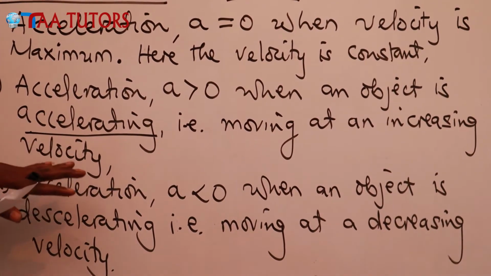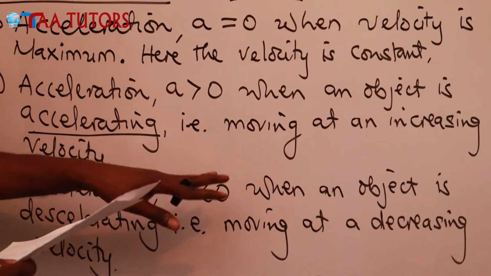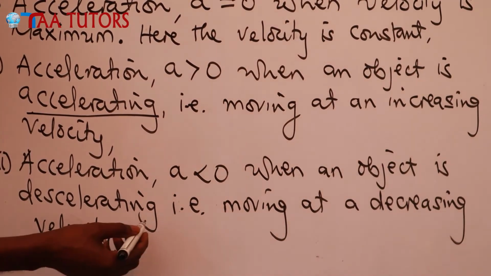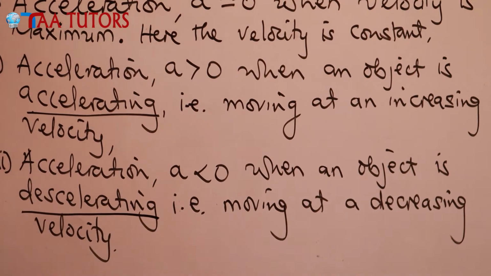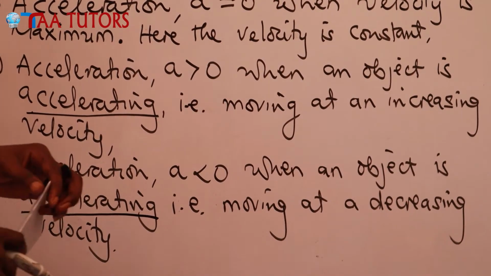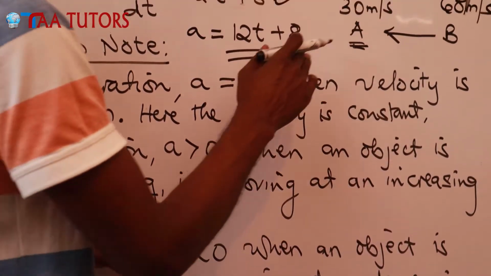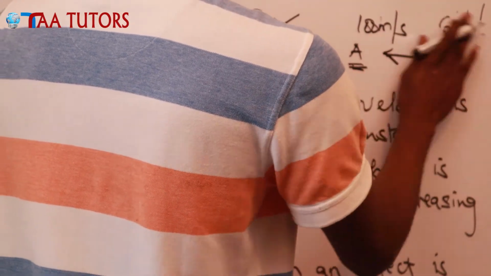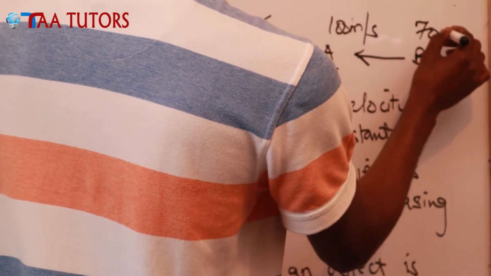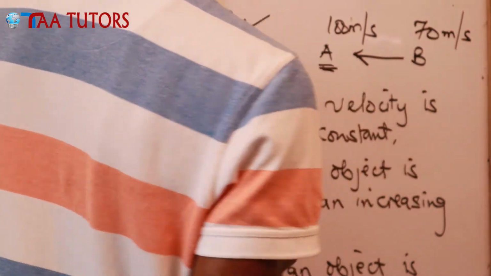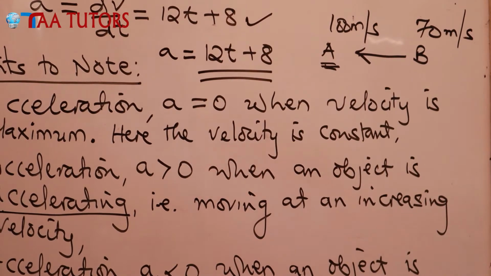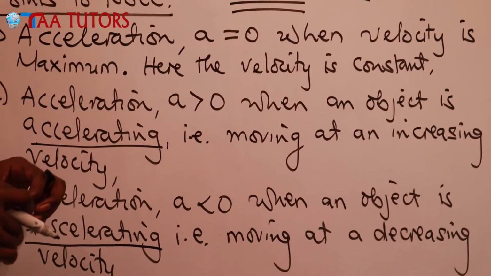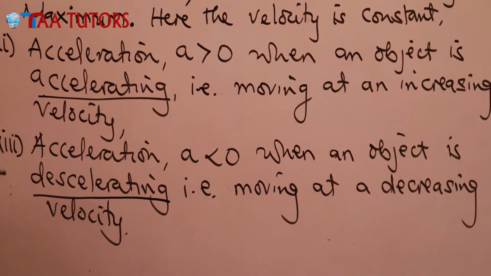On the other side, when the acceleration is less than 0, a is less than 0, then the object is decelerating. Decelerating means that it's moving, but the velocity is decreasing. For example, if you have 100 meters per second here, and then here you have 70 meters per second, it means that this object has decelerated from 100 meters per second to 70 meters per second. That's what a negative a refers to. So viewers, let us get to an example.